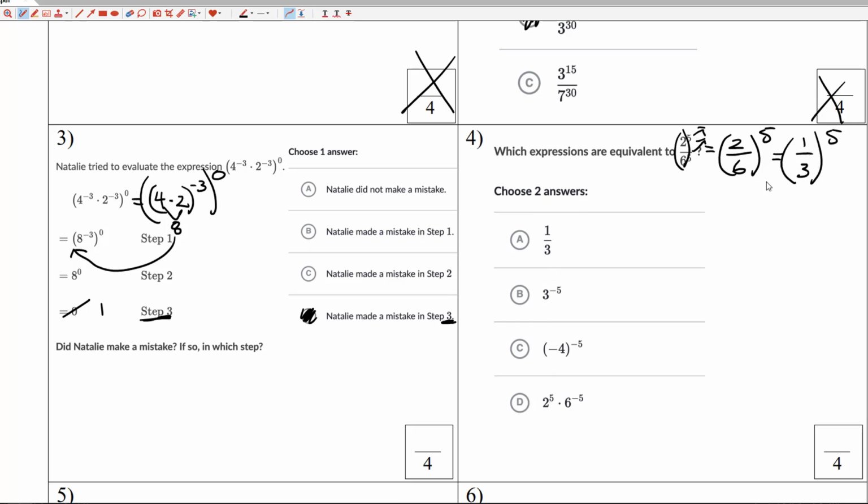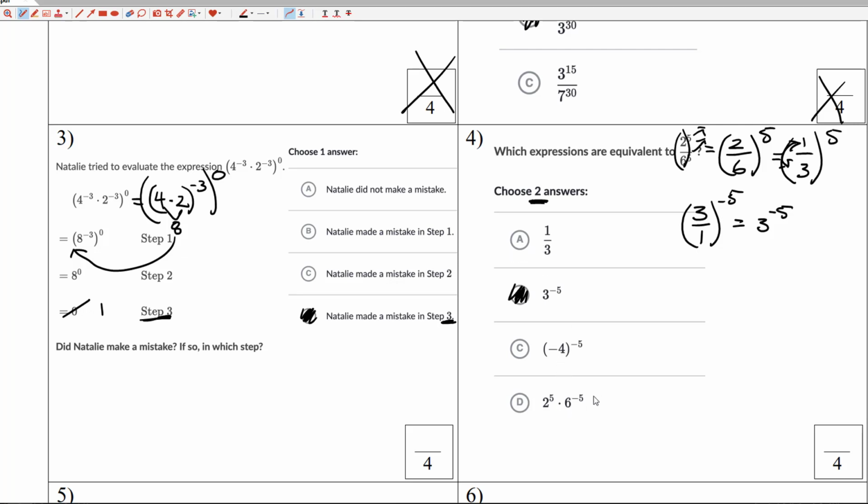Okay, well, what we can do is we can flip this thing. We're going to flip the top and the bottom, and this is going to be 3 over 1. But that means that this 5 up here is negative 5. And this is the same thing as just 3 to the negative 5. And oh yeah, that's this one right here. But the problem is there's 2 answers. So there's another answer somewhere out here. So where is it? It doesn't look like it's A, because that's kind of what we had up here, but it's to the power of 5, so I don't think it's A.